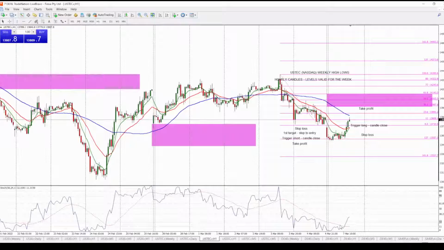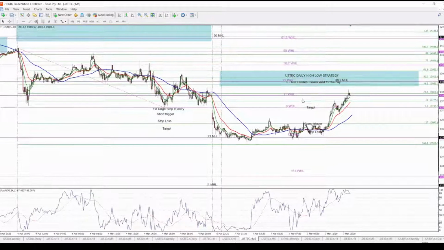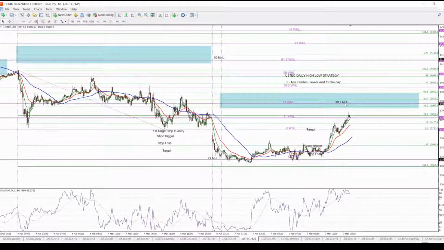Watching stochastic for follow through, signal line below stochastic break of 50. So resistance at the moment being 11, above that we chase the 23, we watch the 50 moving average, above that we chase the 38.2. Back to the 5 minutes, you can see how we're sitting on the 5 minutes around that 11. 23 is the next level, 38.2 is the target on the hourly, below the consolidation area on the hourly.